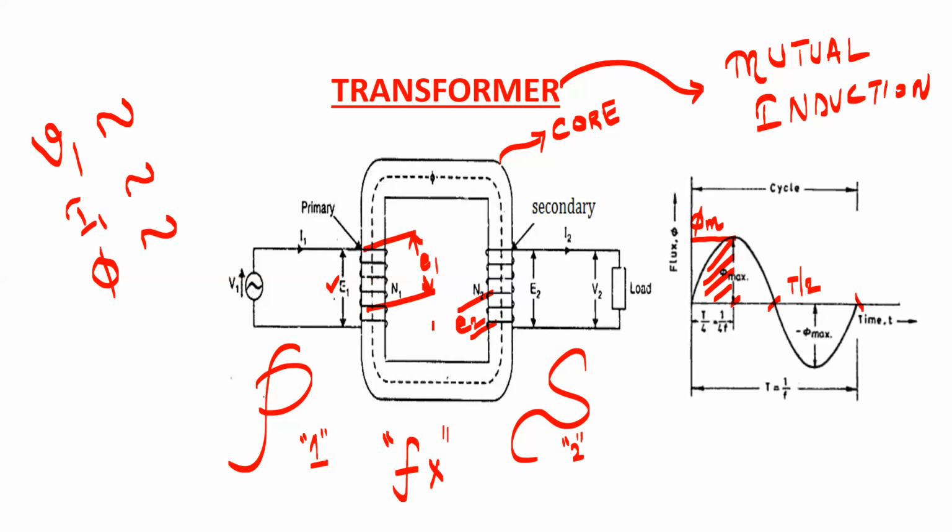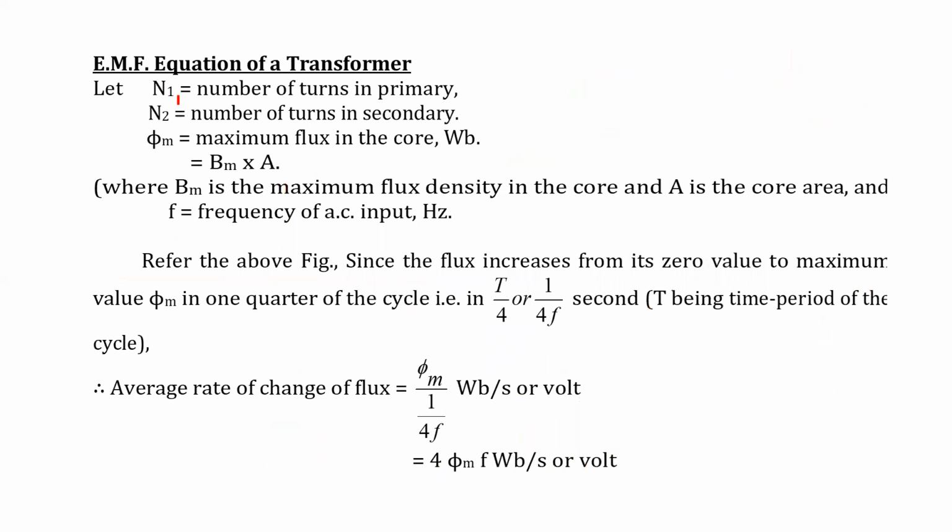I would like to find out that induced EMF, and I would like to know the EMF equation of a transformer. Observe this equation. Let N1 stand for the number of turns in primary, N2 for the number of turns in secondary, and phi m for maximum flux. We all know that B stands for flux density. Flux density is how much flux there is across unit area. Can I write phi m is equal to Bm A? This is a formula. Bm stands for maximum flux density, A stands for area, and f stands for frequency.